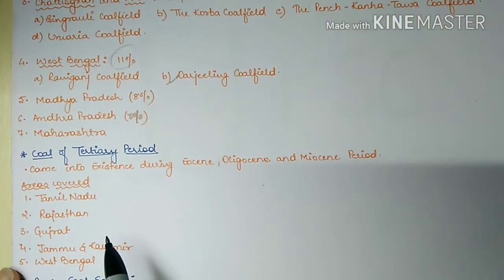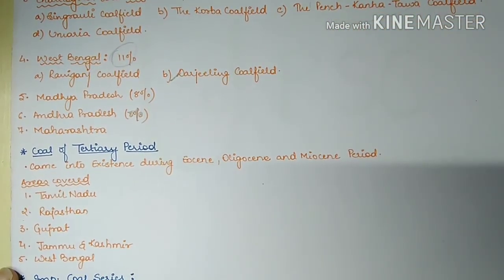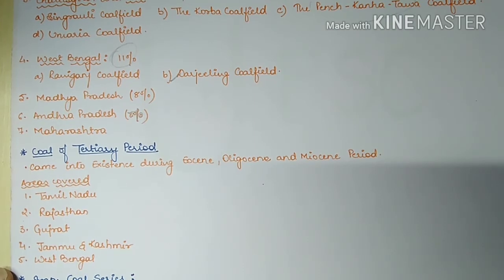Next, we will have the coal of the tertiary period. Now, coal of the tertiary period came into existence during the Eocene, Oligocene, and Miocene periods. The coal of this period is found in Arunachal Pradesh, Assam, Meghalaya, Nagaland, and Jammu and Kashmir, and some of the states like Tamil Nadu, Rajasthan, Gujarat. They also have tertiary coals. Now, the coal is mostly of low quality. It contains more moisture and less carbon content.